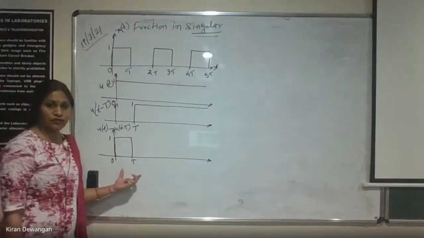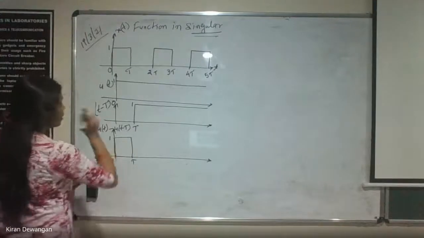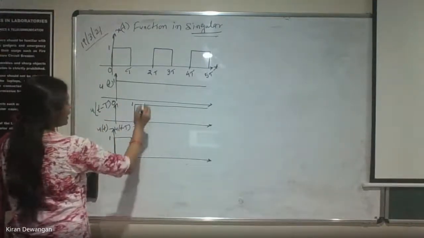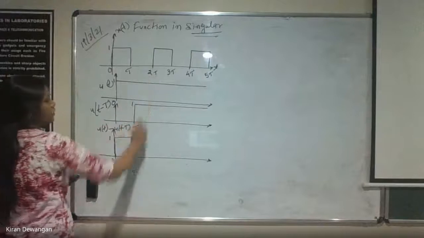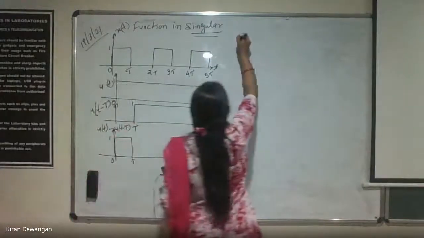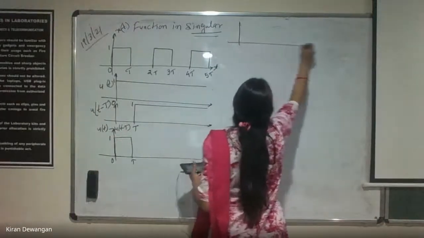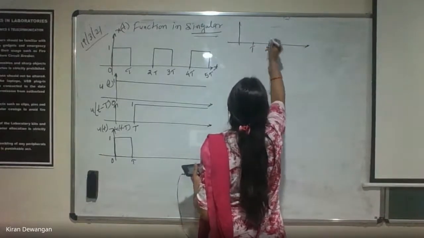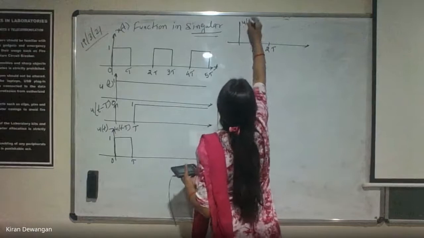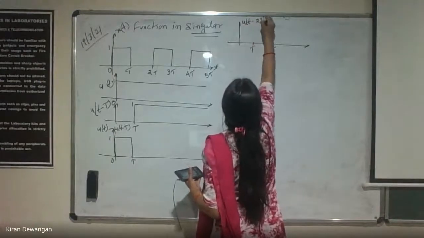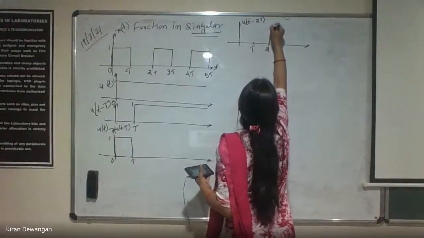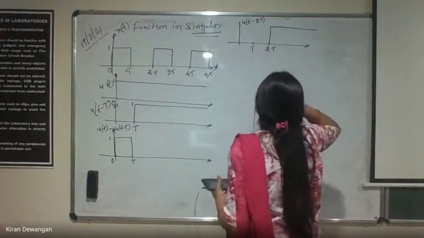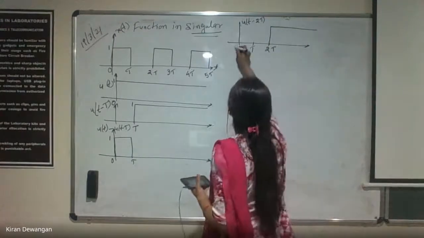सिर्फ यहीं पर मुझे value मिलेगा. Clear? Now similarly I can have u of t minus 2 tau. If this is tau, this is 2 tau. This will be u of t minus 2 tau. It will start from here. It will end up at positive values of t.